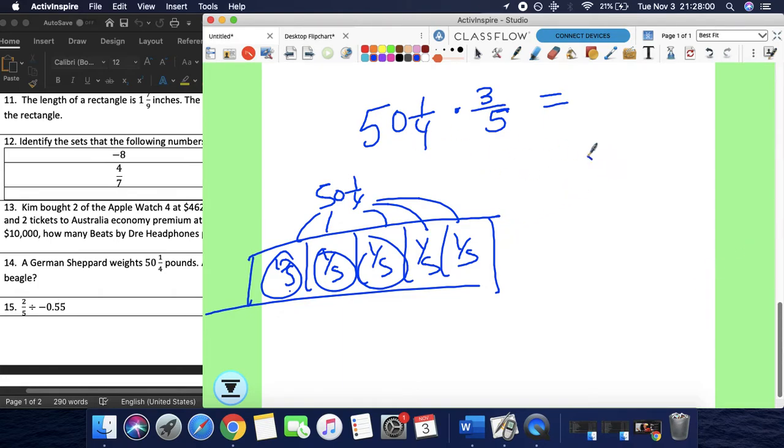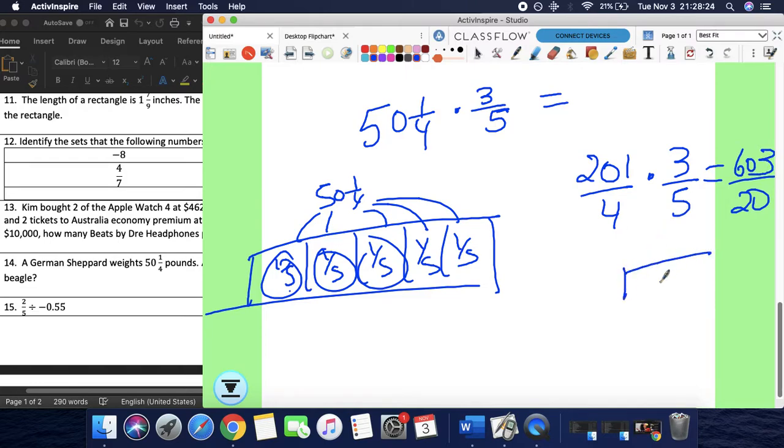So that's another way of doing it. I'm personally going to change this to an improper fraction. I get 4 times 5 is 20, times 1 is 201 over 4, times 3/5. Nothing to simplify. 4 times 5 at the bottom is 20. 201 times 3 is 603.